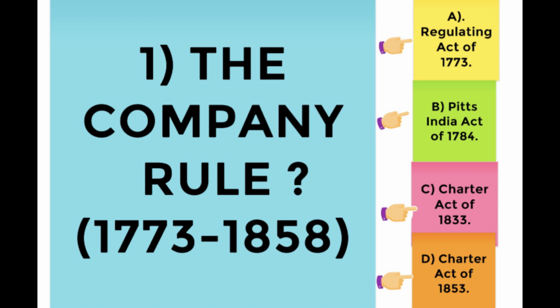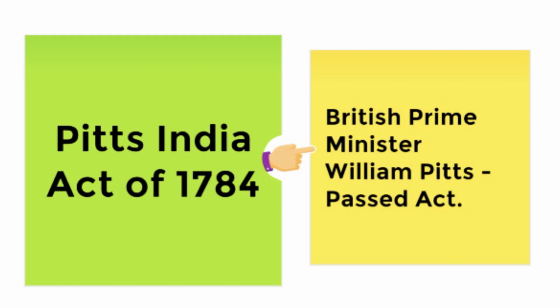Now today in this tutorial we will continue to understand and learn the second act of 1784, which again the British government introduced in India in order to carry out the functioning of the company rule in India. And this second act is the Pitt's India Act of 1784, and precisely in this tutorial I will discuss this act in detail.